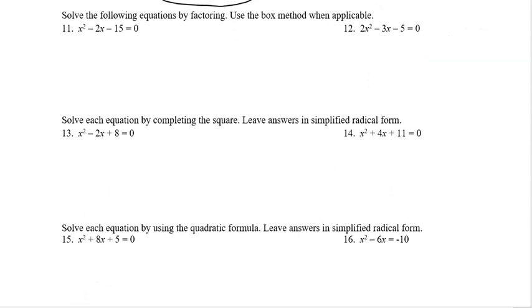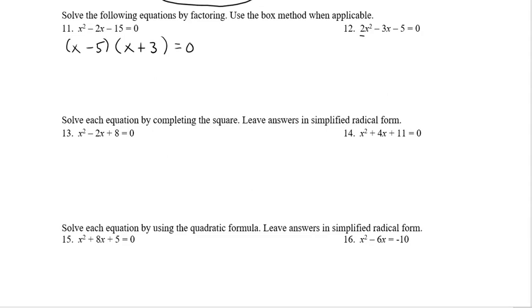All right, 11 and 12 are solving by factoring. Use the box method when applicable. It's not applicable on number 11, though if you want to use it, you can. You can use it anytime, but it's going to be required on number 12 because the number in front of x squared is greater than 1. So for number 11, it's just a matter of finding the factors of negative 15 that add up to negative 2. Obviously, we want to look for a GCF first, but there is no GCF. So I'm going to factor it as these two linear binomials.